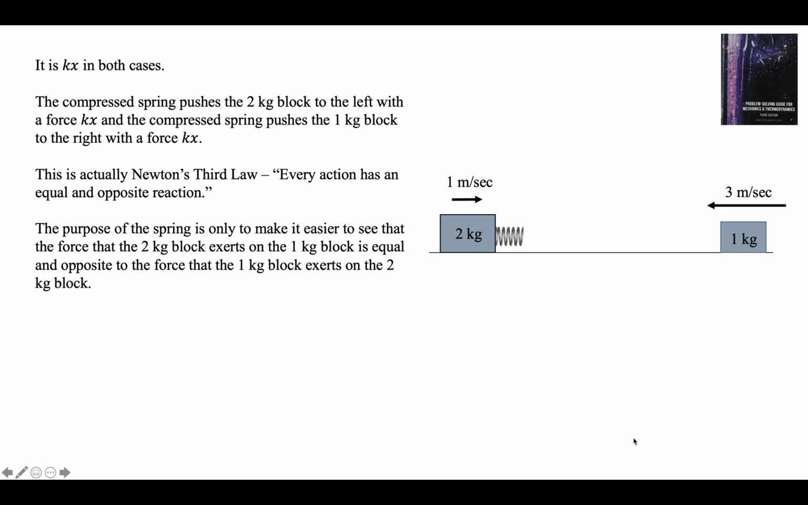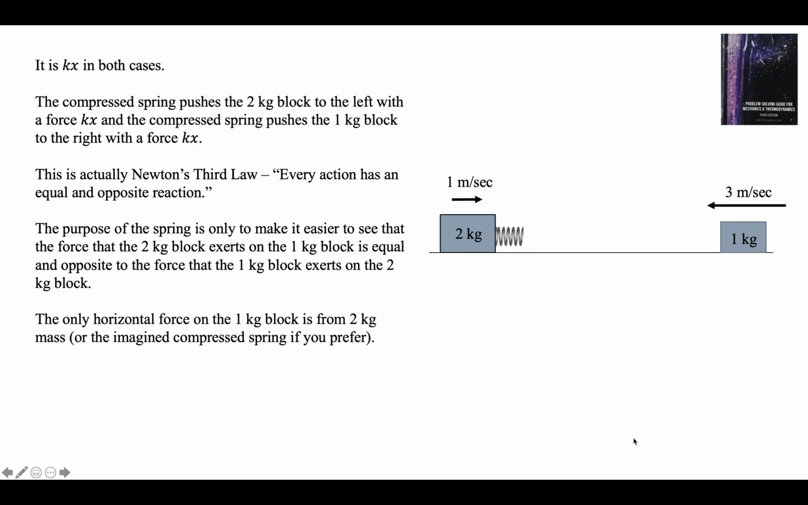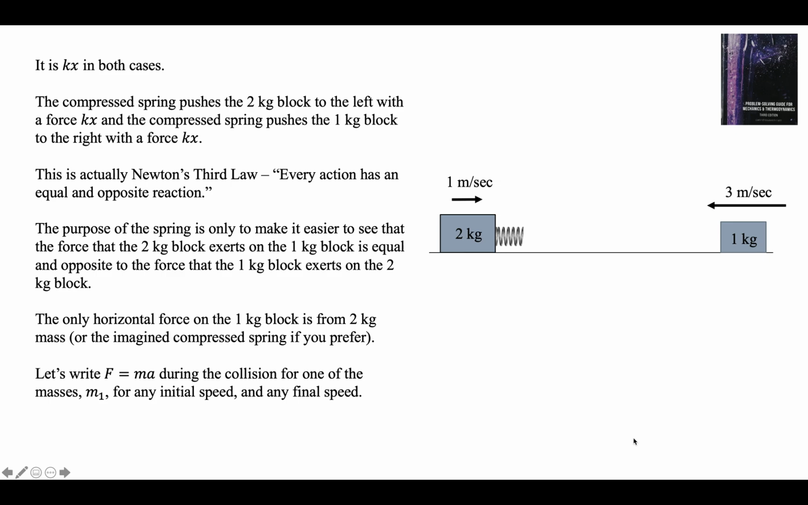The only purpose of the spring is to see that the force is the same. The only horizontal force on the 1 kilogram block is from the 2 kilogram block. The only horizontal force on the 2 kilogram block is from the 1 kilogram block. Those forces are equal and opposite, and it is kx. So let's write F equals ma for both of the masses.